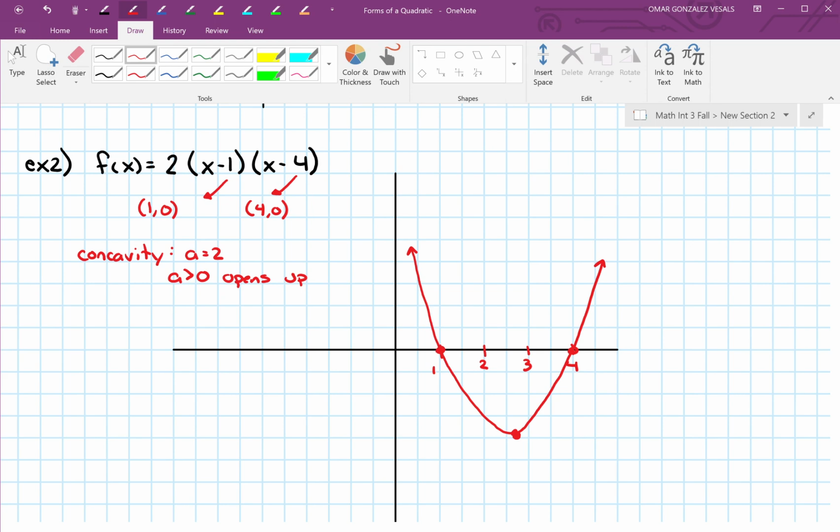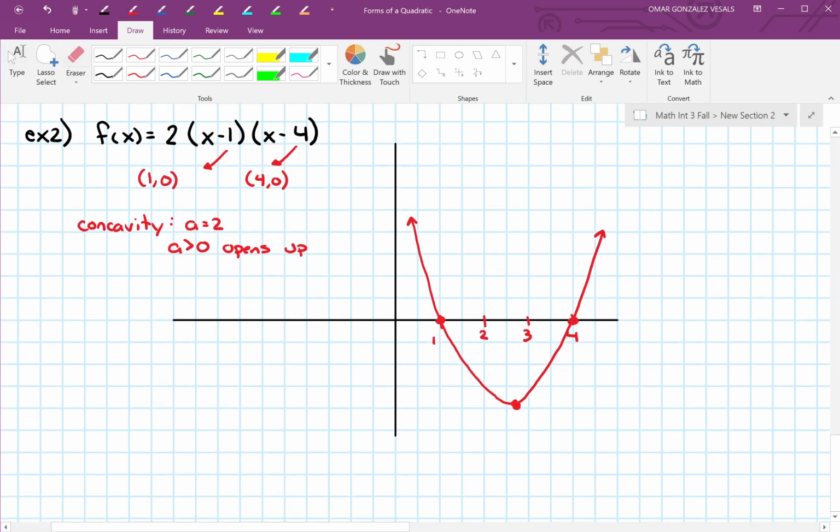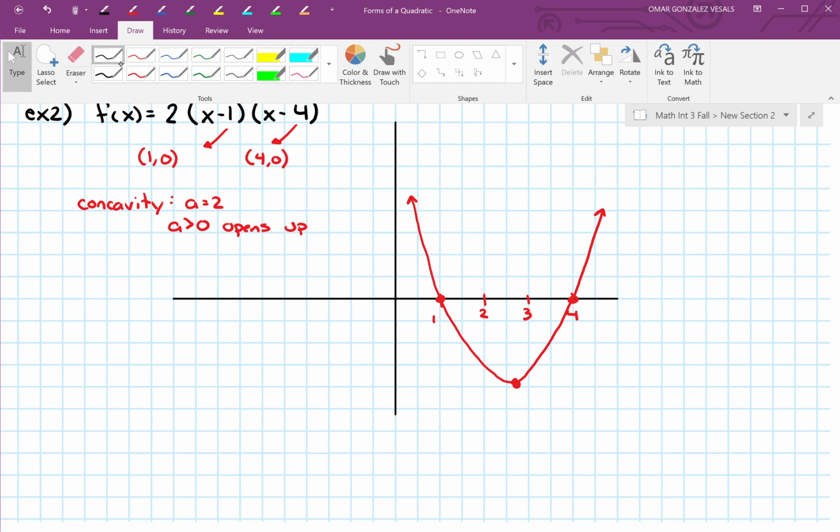Okay, now we're going to go to vertex form, which gives us a little more information. Here, I'll put some more information on this. This is my first root, over 1, up 0. This is my second root, over 4, up 0.